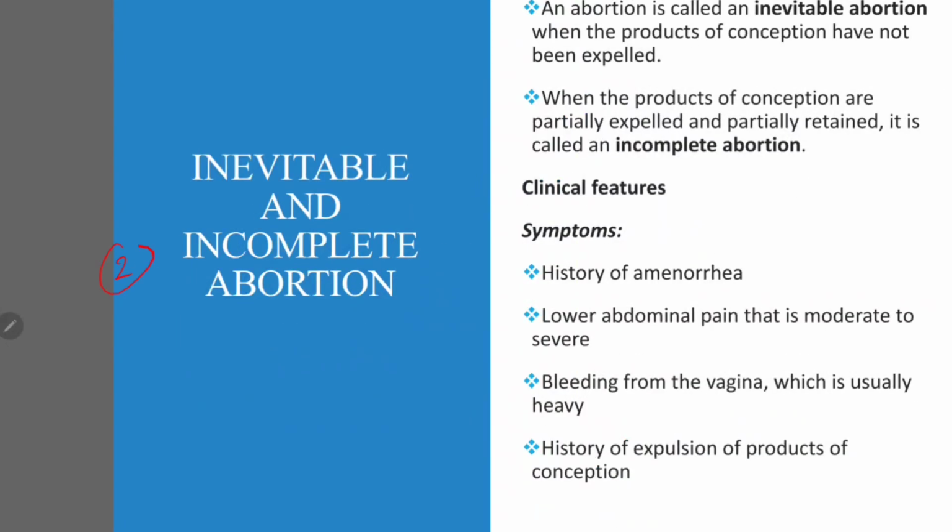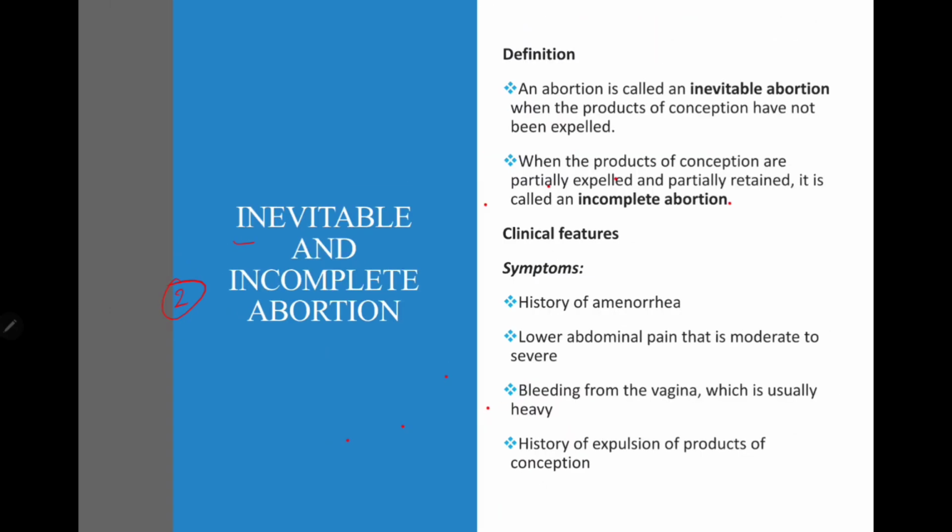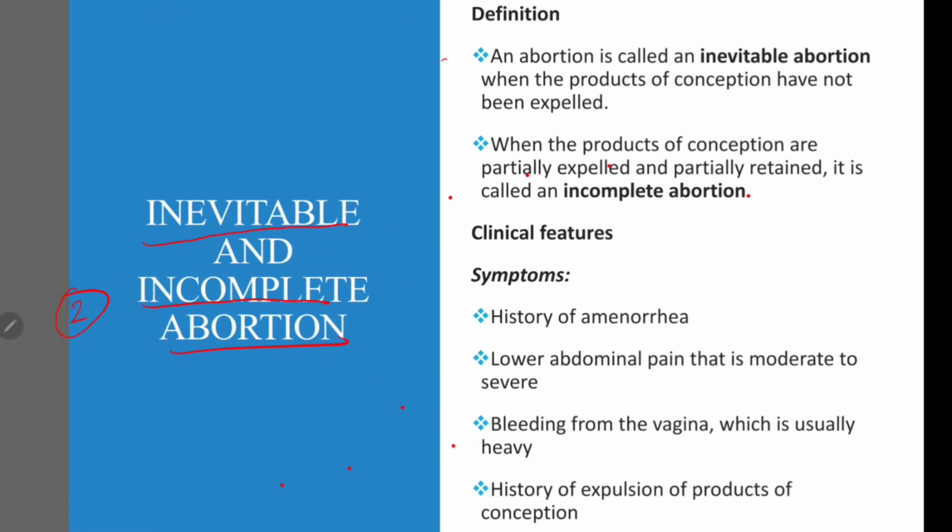Next, moving on to the second type of abortion: inevitable and incomplete abortion. The definition is, an abortion is called an inevitable abortion when the products of conception have not been expelled. When the products of conception have not at all been expelled, that is when you call it an inevitable abortion. Whereas when the products of conception are partially expelled and partially retained, it is known as incomplete abortion.